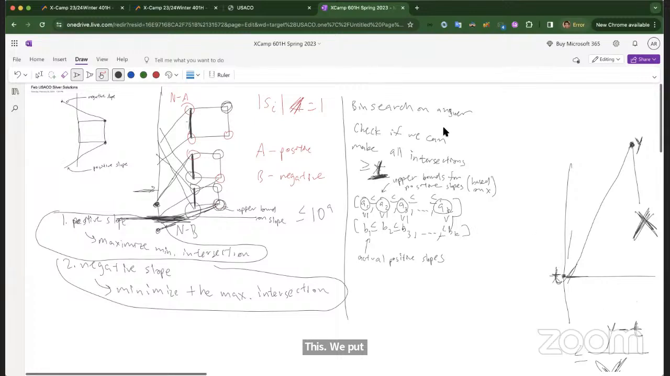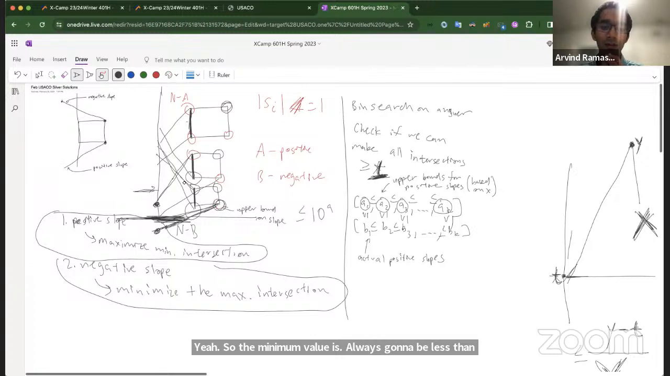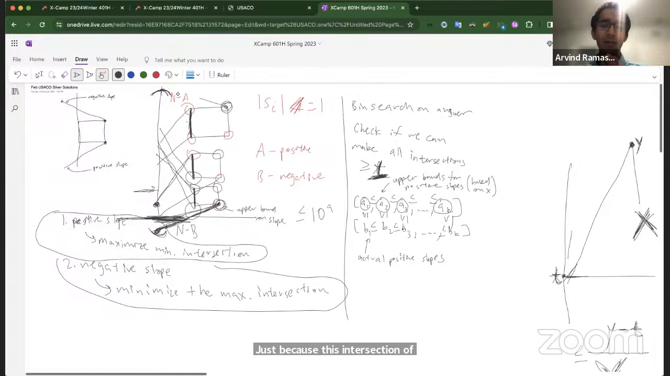So the minimum value is always going to be less than or equal to the intersections of the negative slopes. It's guaranteed that the lower bound we get is going to be less than or equal to the upper bound we get. So the min value that we get from the positive slopes is always less than or equal to the max value we get from the negative slopes, just because the intersection of this with the y-axis has to be less than the intersection of this with the y-axis. What are the possible values of t?